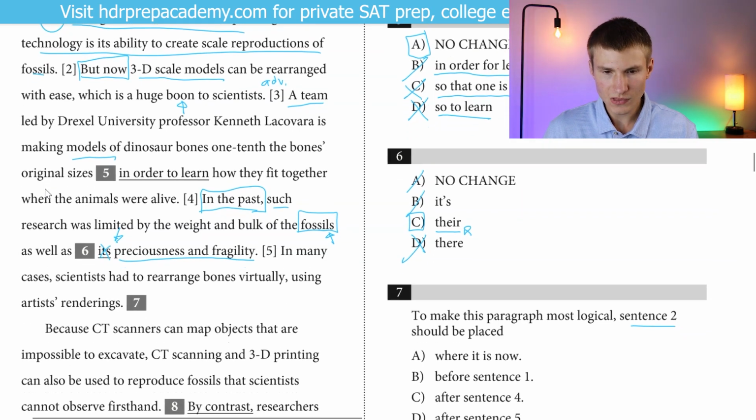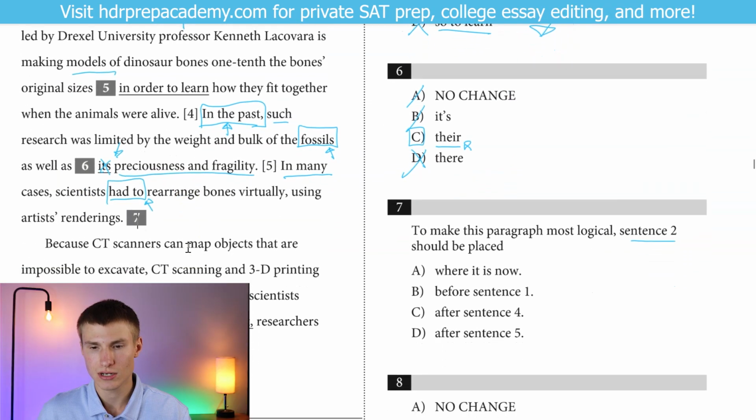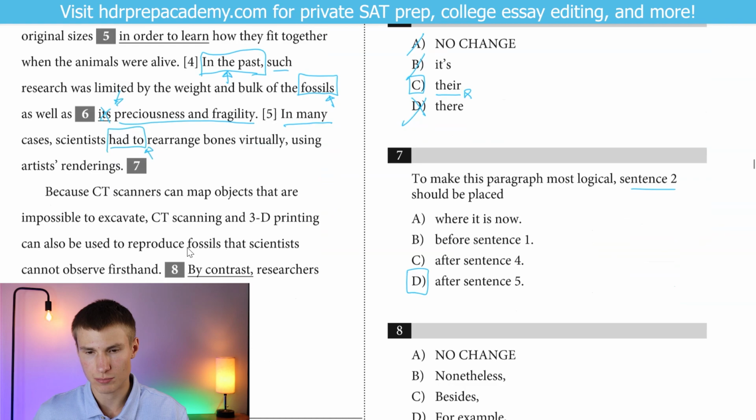All right, so now I've seen that I have in the past, which is what I want to come before my sentence, but I want to keep reading on one more sentence to see if we are still in the past in sentence 5 here. So we have, in many cases, scientists had to rearrange bones virtually using artists' renderings. I see I'm still in the past there. Okay, we see we have had to. So that's telling me that sentence 2 has to come after sentence 5. So we can go ahead and put that after sentence 5. All right, we can keep moving on.